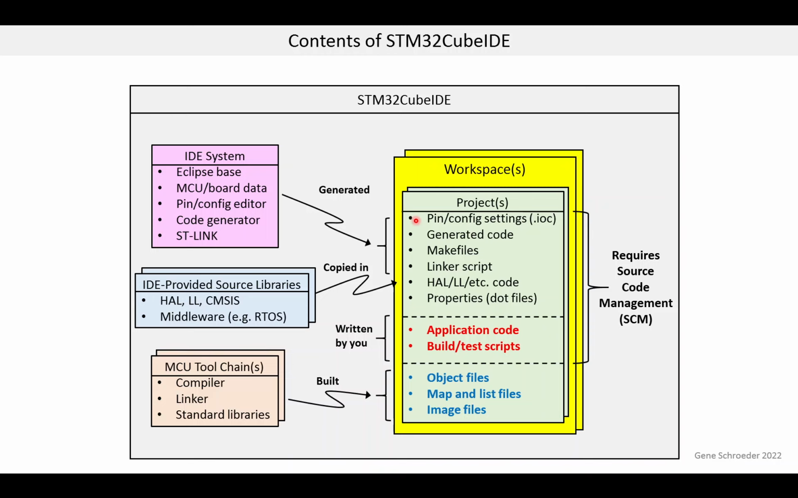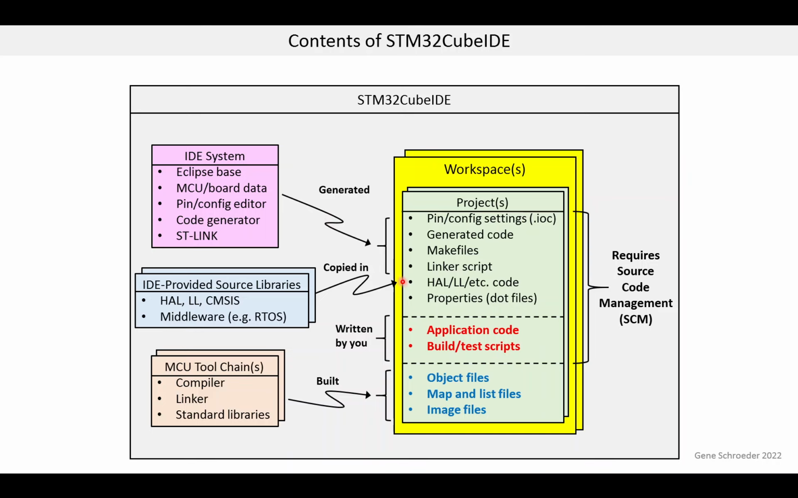I first show the pin and hardware configuration settings. These are stored in a file with a .ioc suffix. I think IOC stands for IO configuration, but I'm not sure. Then we have the generated initialization code, the make files, the linker script. These are all generated files produced by the IDE system as shown here.